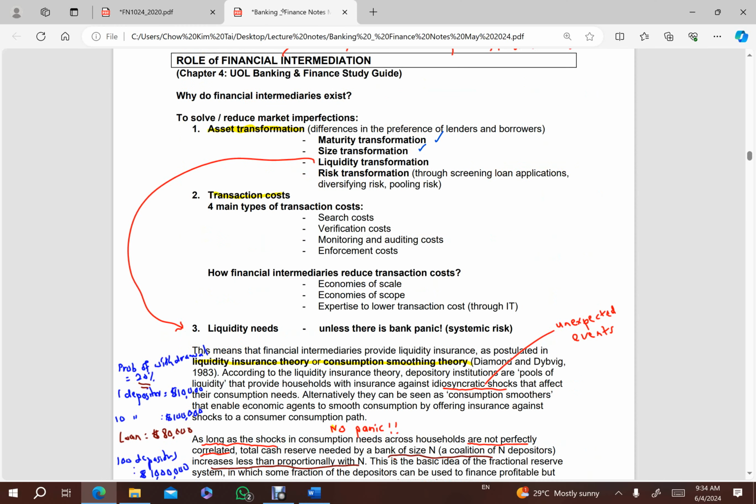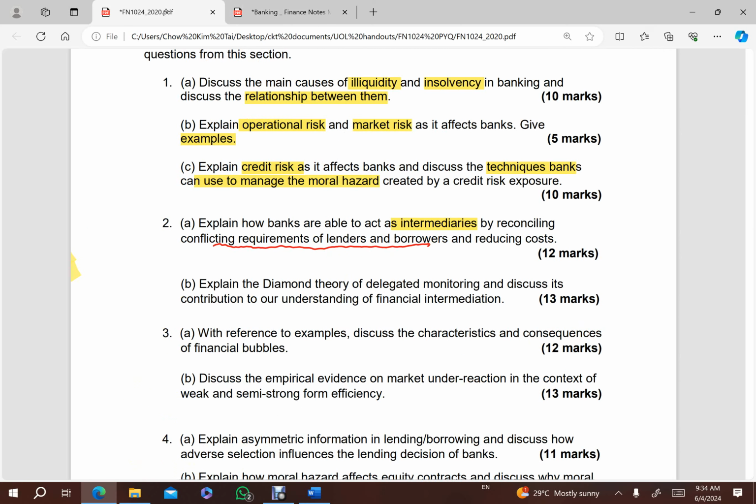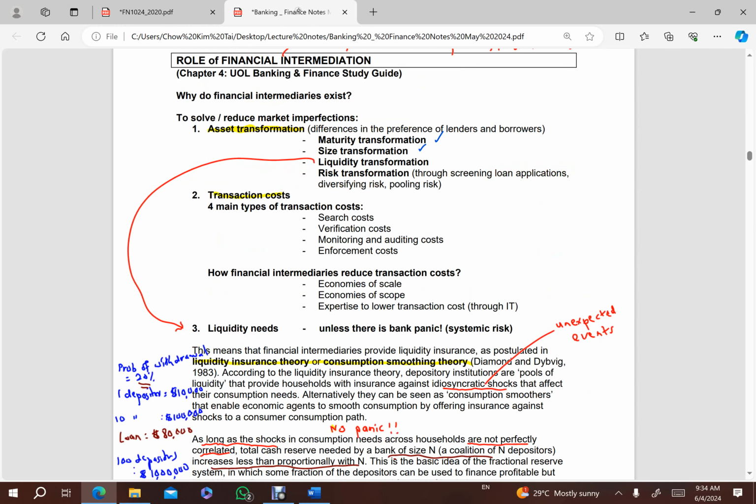Then the next question is what? How they can reduce costs. This point: economy of scale, economy of scope. They have experts and they use IT. I've also given you detailed class notes for all this.